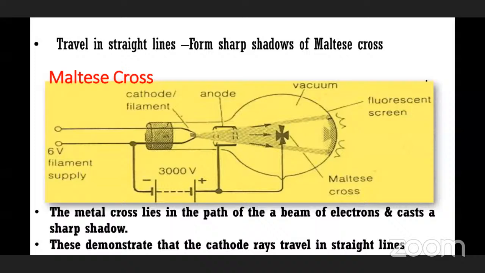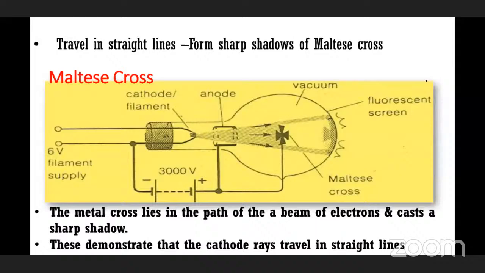You think that if they travel in a straight line, hence they form sharp shadows of the Maltese cross. Placing a Maltese cross at this point, you can see a sharp shadow in this case. So the metal cross lies in the path of the beam of electrons and casts a sharp shadow. And this one actually demonstrates that the cathode rays travel in a straight line.